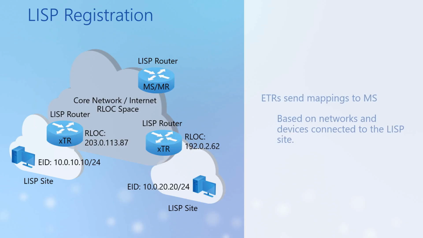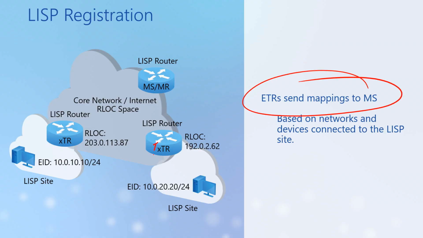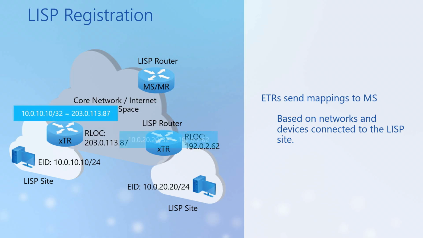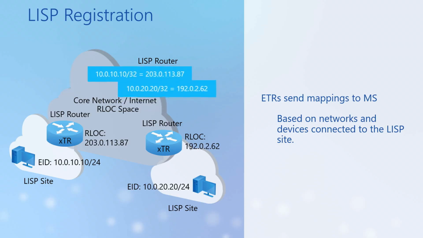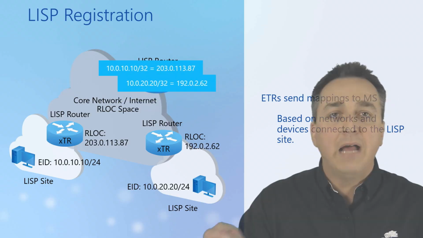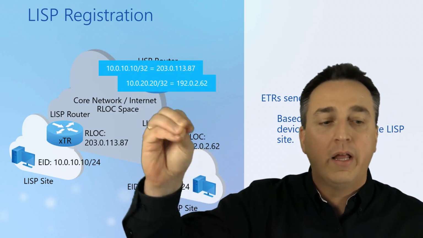So now, ETRs, remember, send the mappings to the mapping server. Let me diagram this out for you. We have this ETR saying that 10.0.10.10/32 is connected to this RLOC. And then this ETR is saying 10.0.20.20/32 is connected to this RLOC. And then they send them to who? They send them to the mapping server. Remember that for the exam: the ETR is the one that updates the mapping server.